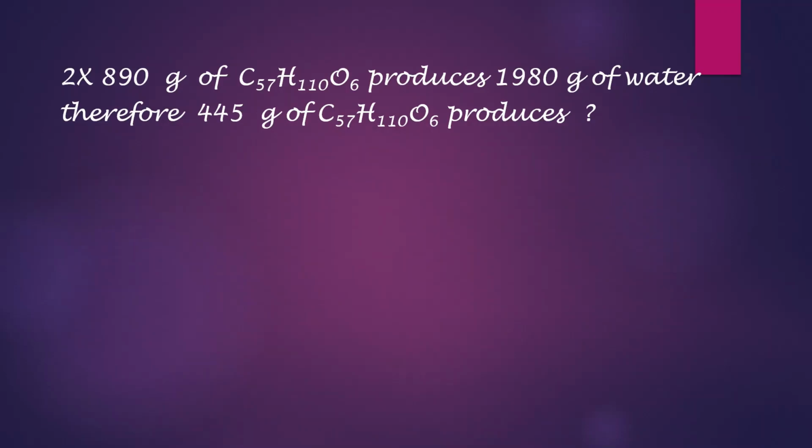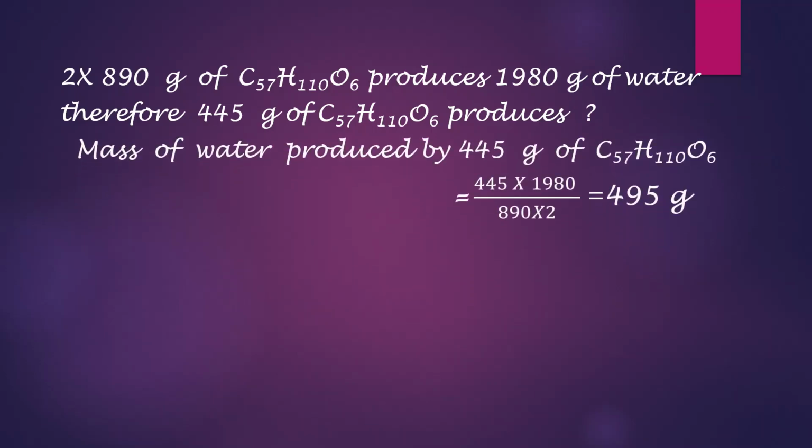Okay, it means that 2 into 890 gram of C57H110O6 produces 1980 gram of water. Therefore, 445 gram of C57H110O6 produces how much gram of water? Okay, so mass of water produced by 445 gram of C57H110O6 is equal to 445 into 1980 divided by 890 into 2, that is equal to 495 gram.